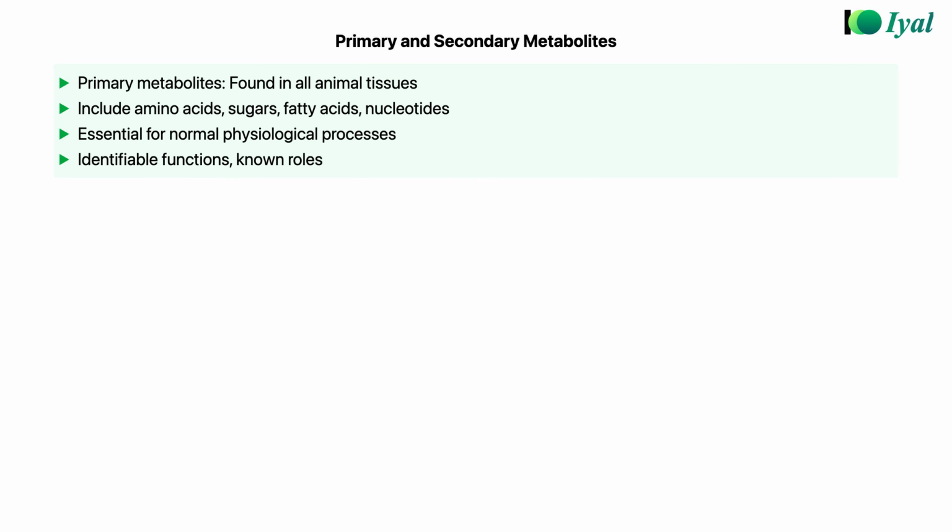Let's take a step back and categorize all these biomolecules differently. We call some of them primary metabolites. These are the compounds you find in pretty much all animal tissues. They include amino acids, sugars, fatty acids, nucleotides. They have clear, identifiable functions and known roles in keeping organisms alive.